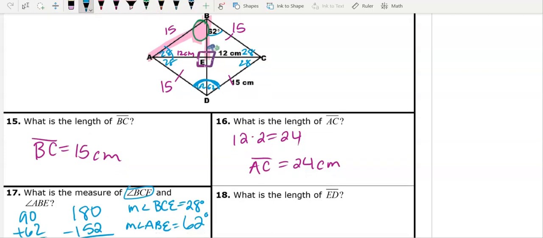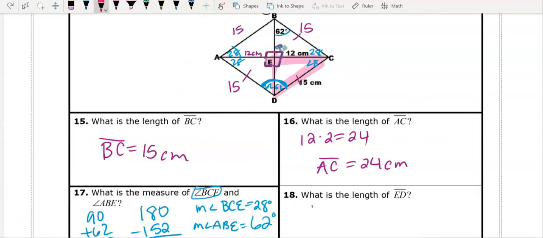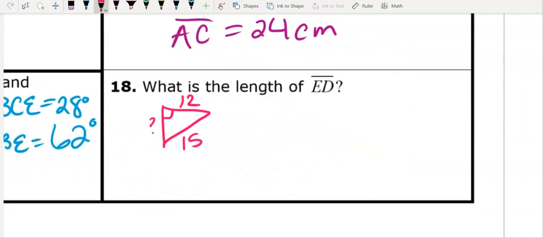And lastly, number 18, what is the length of ED? Do we have this one yet? ED. This is a side, so we need to focus on the triangle. We have a triangle like this, where the hypotenuse is 15 and one of the legs is 12, and they're looking for this side here. So we're going to say A, B, C, and use the Pythagorean theorem.